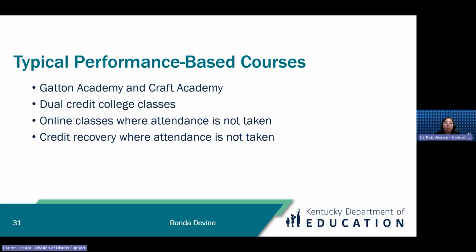Your typical performance-based courses are going to be if you have students in your district who have gone to Gatton or Craft, those dual credit college classes that we discussed, an online class where attendance is not taken, or credit recovery. If you have a credit recovery class where students are coming in and progressing through multiple classes as quickly as they can to get caught up, those will more than likely be performance-based, so you can move seamlessly from English 3 into English 4 whenever that's completed.